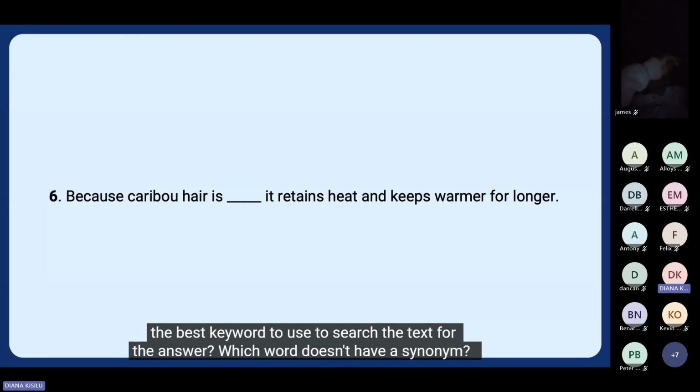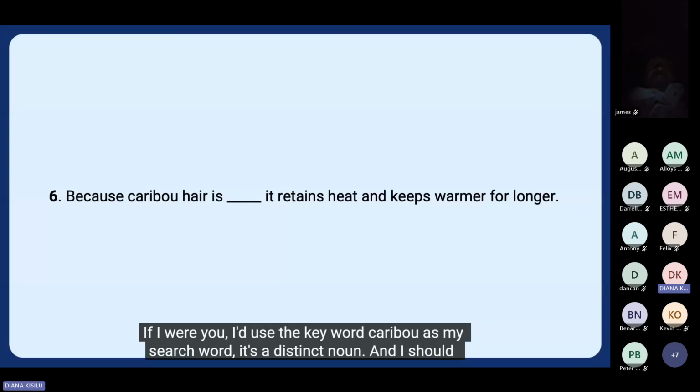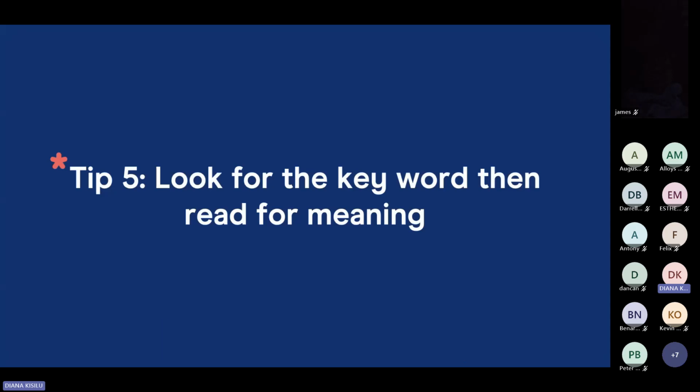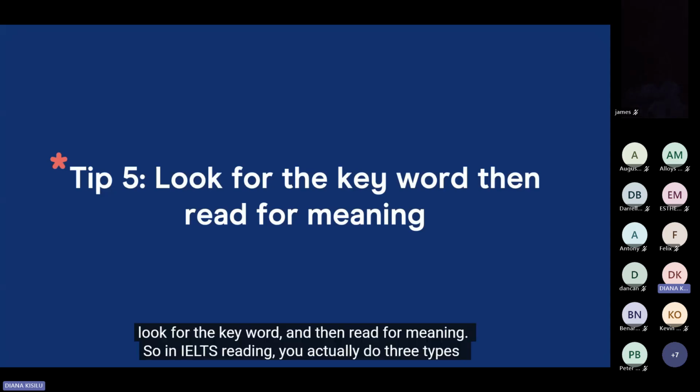Which word doesn't have a synonym? If I were you, I'd use the keyword caribou as my search word. It's a distinct noun, and I should be able to look for it and find it in the text pretty easily. Which brings me to my next tip. Look for the keyword and then read for meaning.